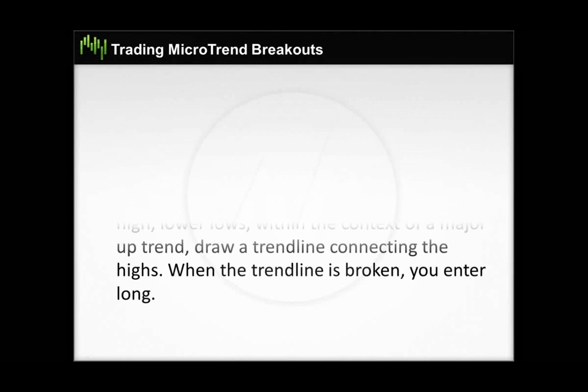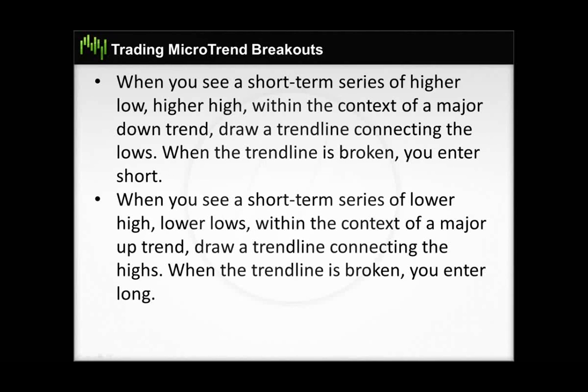So here you go. When you see a short-term series of higher lows and higher highs within the context of a major downtrend, draw a trend line connecting your lows. When the trend line is broken, you enter the short. Now when I enter a trade on a micro trend or on any breakout, I'm entering as soon as it breaks out. I'm not waiting for it to close above or below the trend line. Now some of you may say that's more aggressive, but I'll show you why I do that here in just a minute. When you see a short-term series of lower highs and lower lows within the context of a major uptrend, draw a trend line connecting the highs. When the trend line is broken, you enter long.